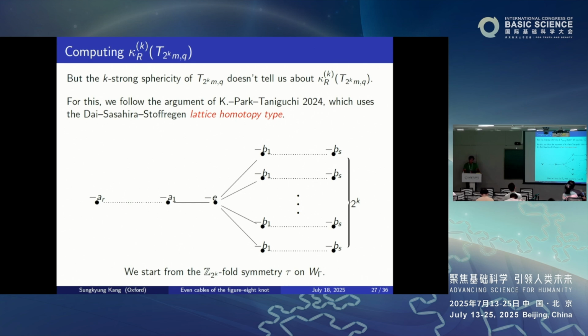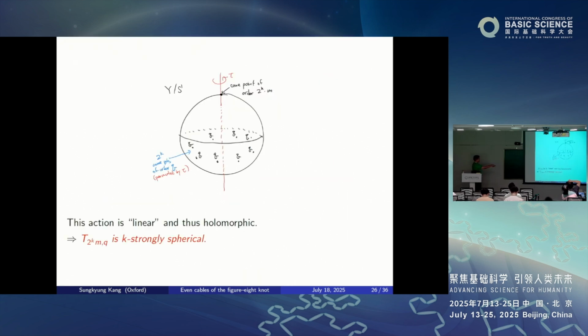And in order to carry out that argument, we start by drawing a plumbing graph, whose boundary is your 2^k-fold branched cover of the torus knot, which is a rational homology sphere. So what is the Z2 action, what is the deck transformation? We have 2^k identical legs, which correspond to these identical singularities.